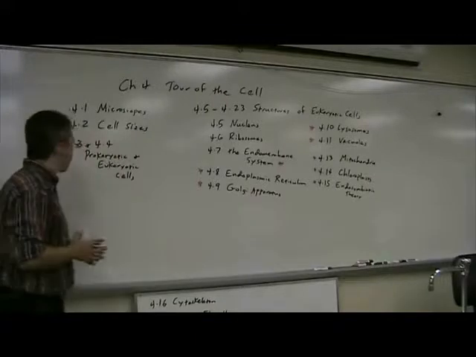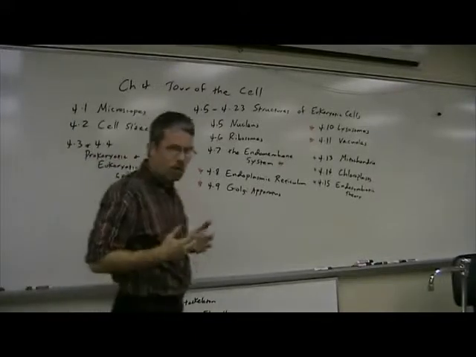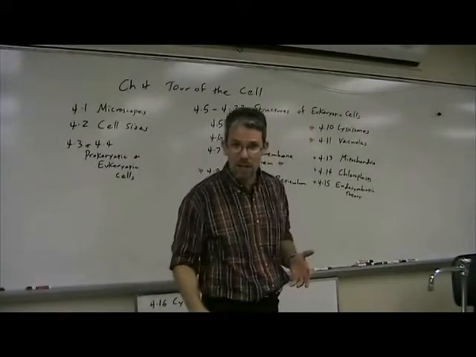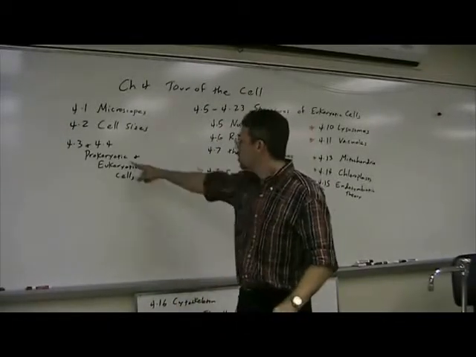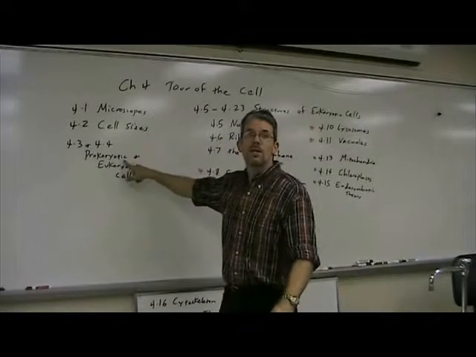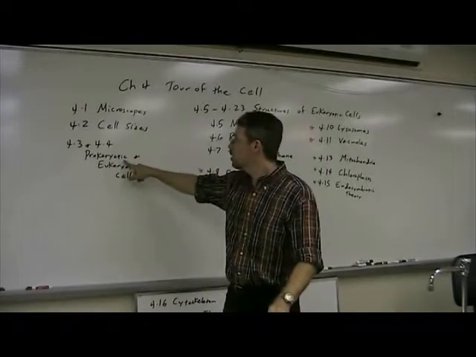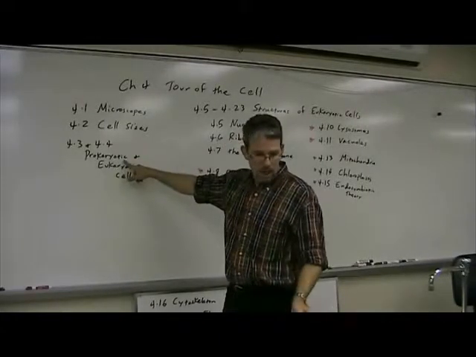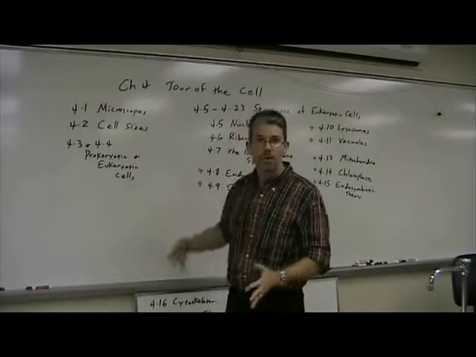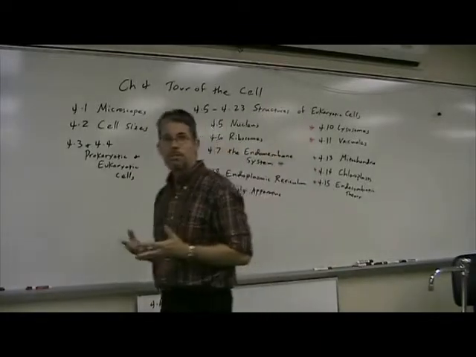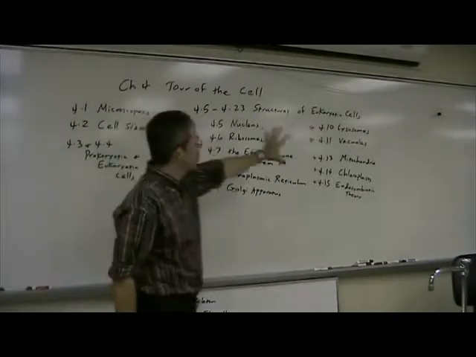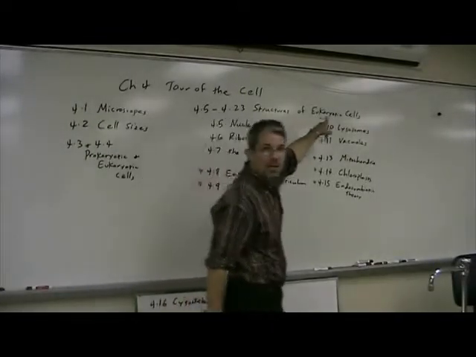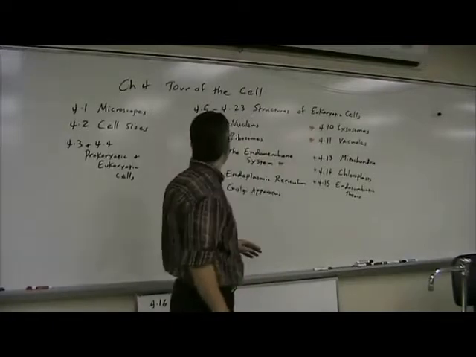Now again, sections 4.3 and 4.4 discuss prokaryotic and eukaryotic cells. We went over this in chapter 1. Prokaryotic cells do not have a nucleus. They're smaller, they're simpler, they include bacteria. The eukaryotic cells are radically more complex. You have the membrane-bound nucleus and the organelles. So most of the chapter deals with eukaryotic cell structure and function.